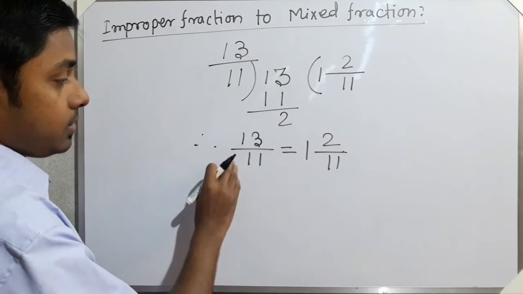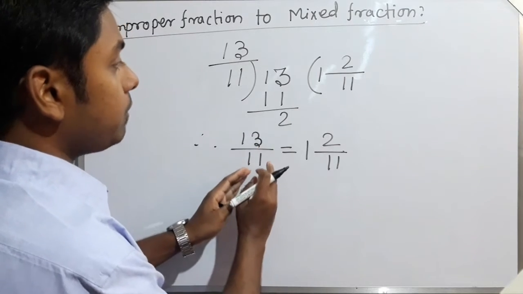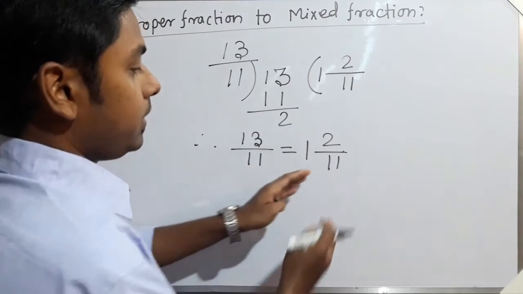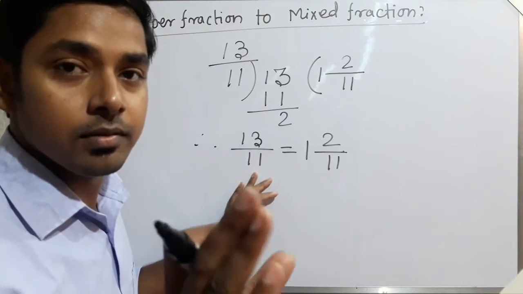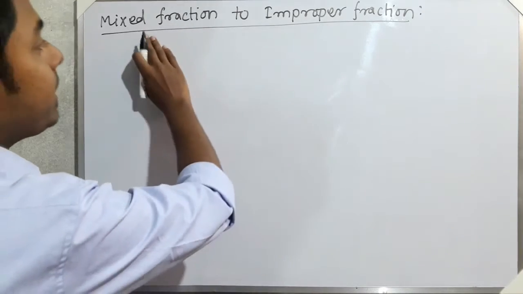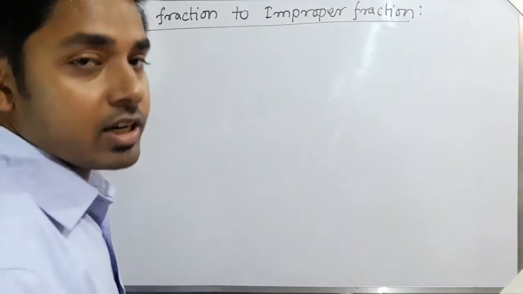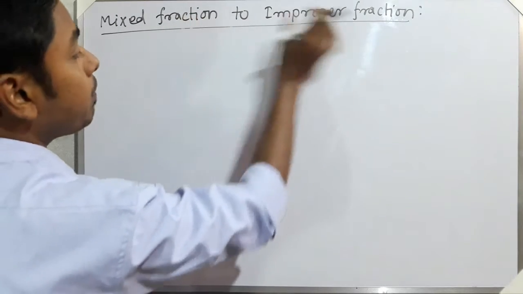Okay, this 13 by 11 is an improper fraction, and if you want to write this improper fraction as a mixed fraction, then this is the form of the mixed fraction. Okay, so pause the video to note it down. Now we will see mixed fraction to improper fraction. We will see how to convert mixed fraction to improper fraction.